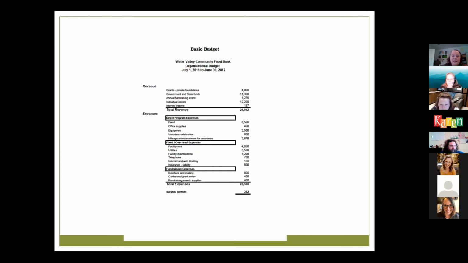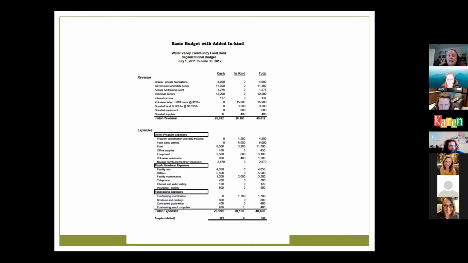So now let's add the in-kind and see how it changes the resource picture. So here's cash, and look at this. Instead of bringing in 28,000 in resources, the organization is almost double that size when we add in kind. And we're also going to get a different picture of how the organization is operated.